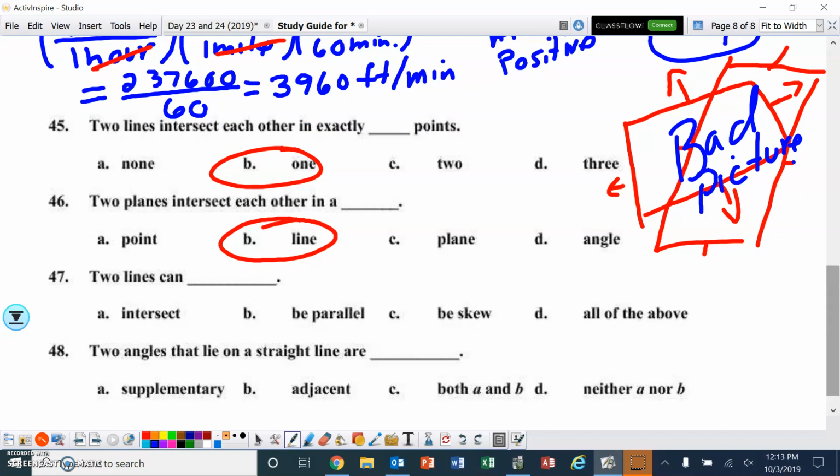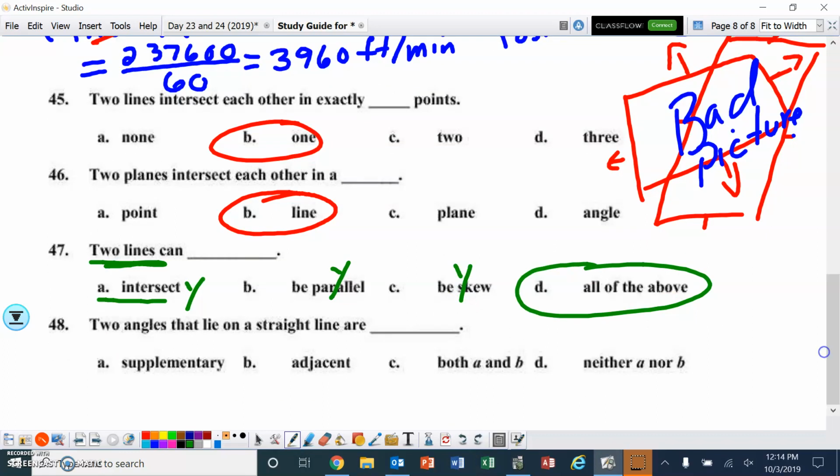So what do we know about two lines? Can two lines intersect? Yes. Can two lines be parallel? Yes. Okay. Can two lines be skew? Yes. So all of the above.